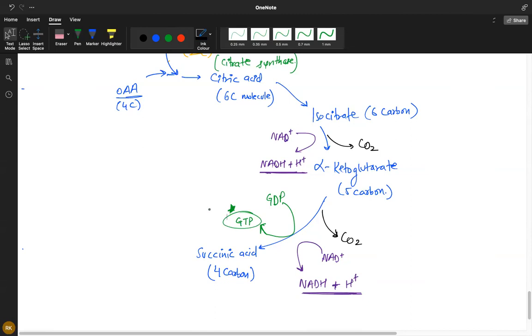Make a hashtag and slash and write ATP comes, okay? Because it does come. So 1 ATP finally, okay? So feel a little better. But the enzyme which makes succinic acid from alpha ketoglutarate. So what's happening here?